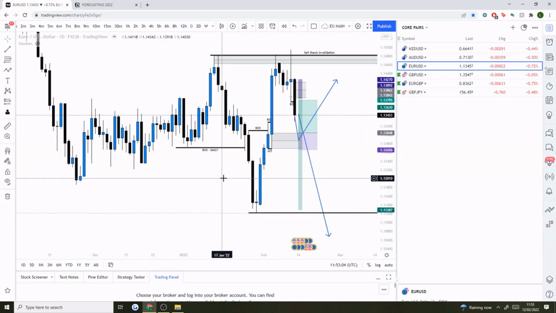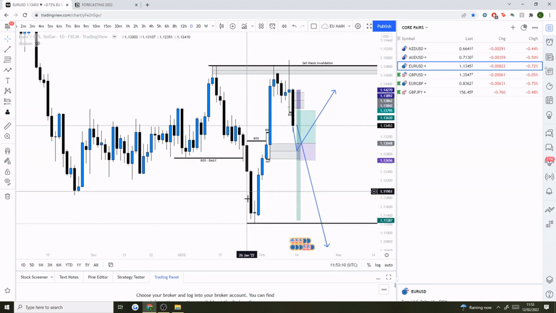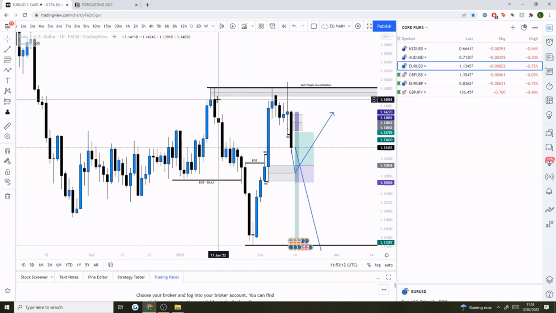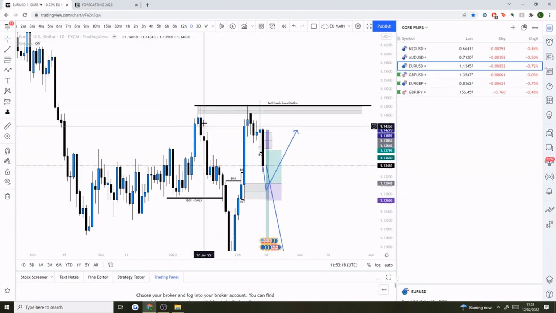Alright, so moving on to EU now. So on EU, we've broken structure to the low on the daily, giving us a bearish bias on the daily, and that break of structure originated from this order block up here. So in terms of bearish bias, the invalidation point for that is this here, so that is our sell thesis invalidation point.